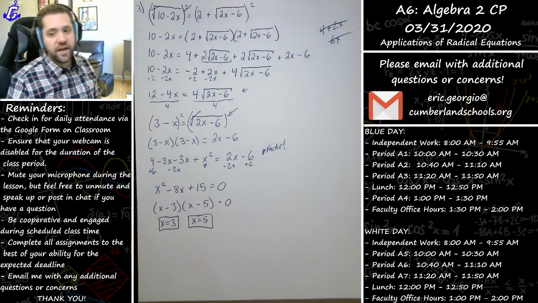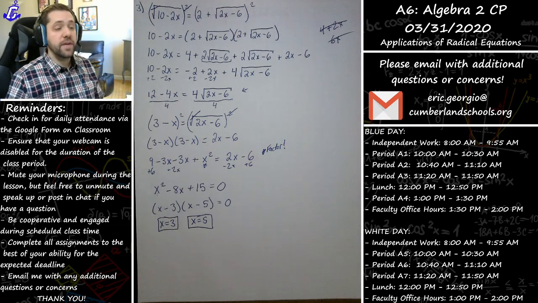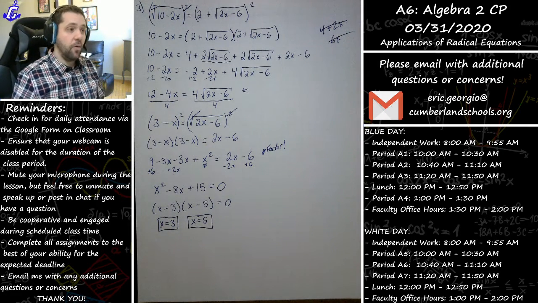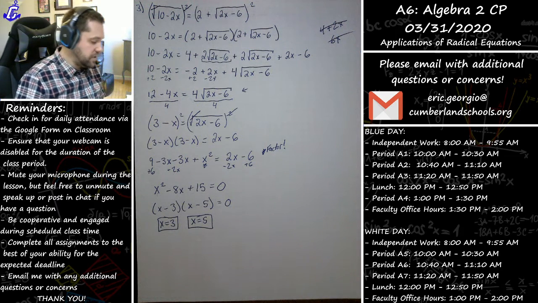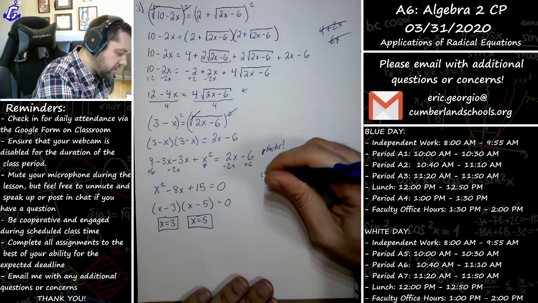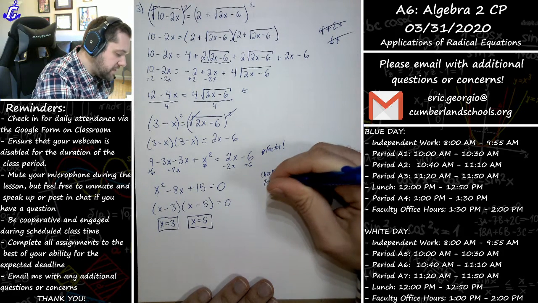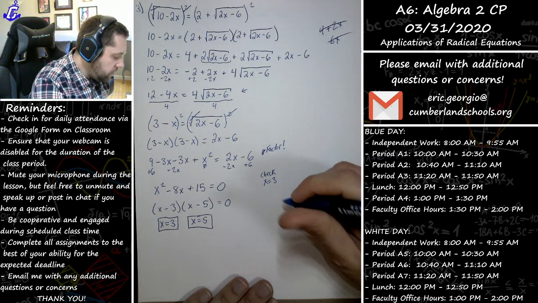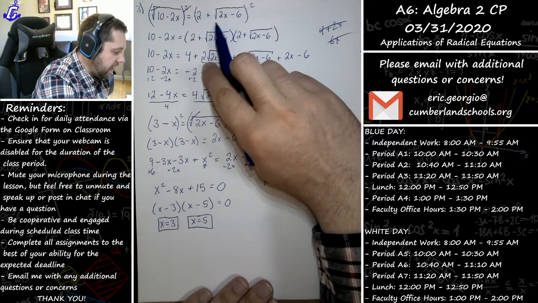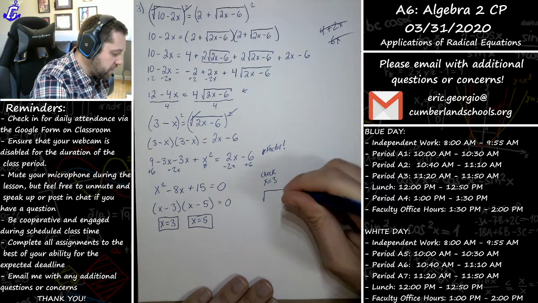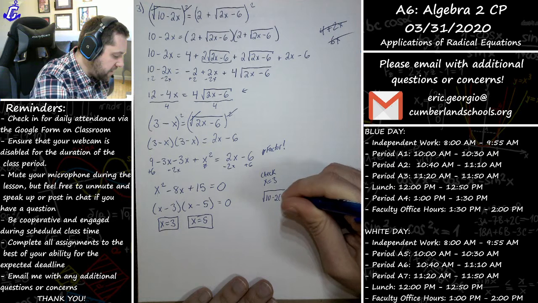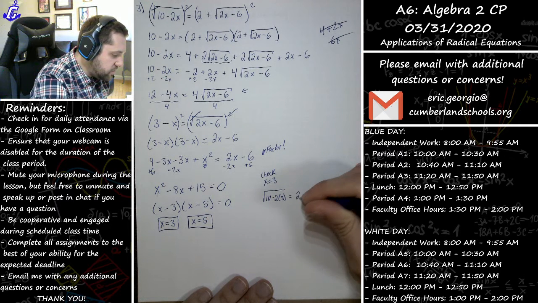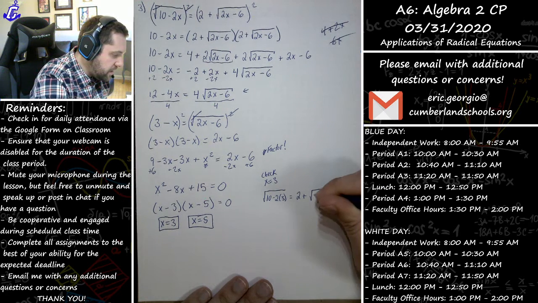Okay? Again, we say potential solutions because we do have to check for extraneous solutions. We do not want to forget to check for extraneous solutions. So I'm going to do that. Let's first check when x is equal to 3. Is it true that going way back up to the top, to plug all the way back up there, the square root of 10 minus 2 times 3 is equal to 2 plus the square root of 2 times 3 minus 6? Is that true?